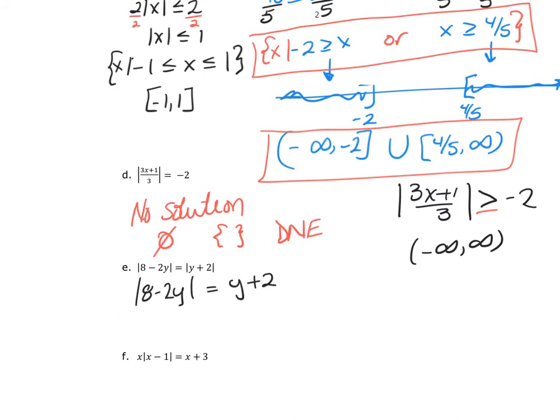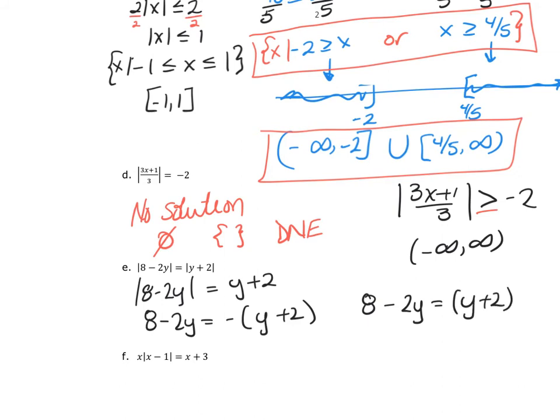I'm not going to. So then I set it up as 8 minus 2y is equal to the negative of that, and 8 minus 2y is equal to the positive of that. And I work the 2. Now notice when I said the negative, I have a negative outside of those parentheses.